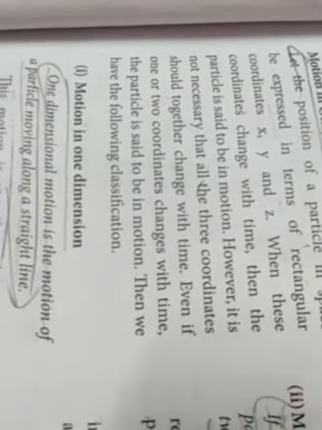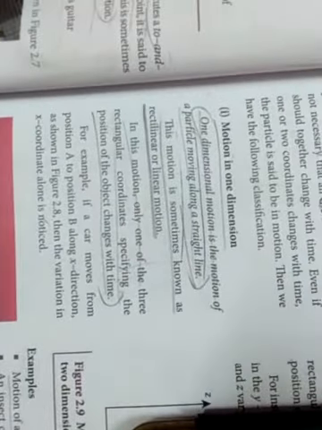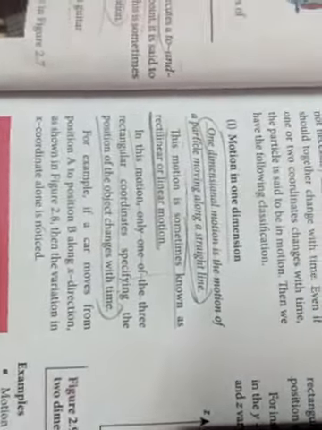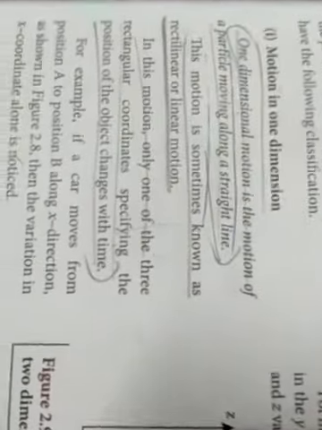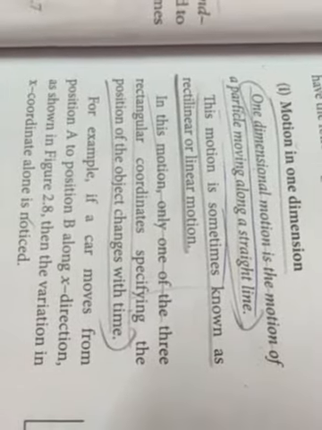Now we follow the classification. The first one is motion in one dimension. One-dimensional motion is the motion of a particle moving along a straight line. One dimension means moving along a straight line, the object moving in one direction. That is rectilinear or linear motion.